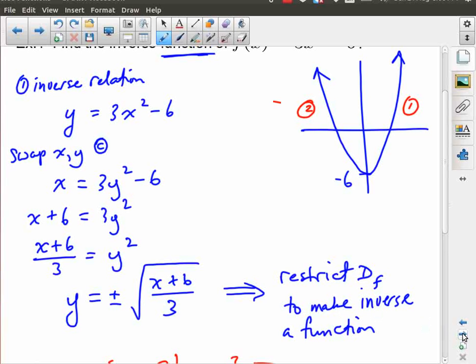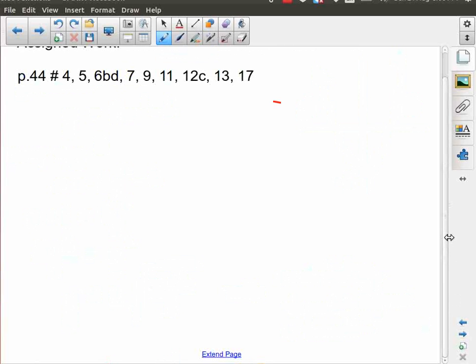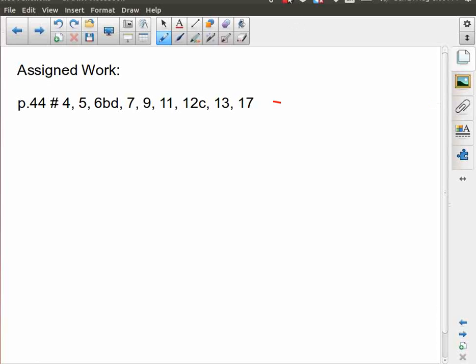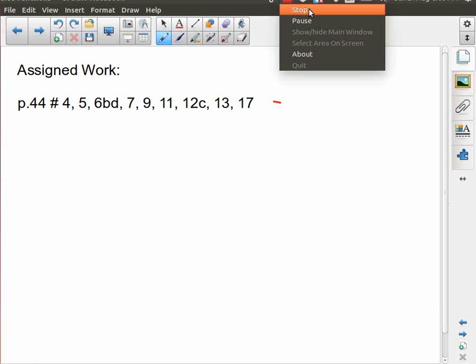And I believe that's it for this lesson. So good luck reviewing inverses, and make sure you get any help on this sooner rather than later, because this is something that we're going to be making a lot of use of throughout the course.